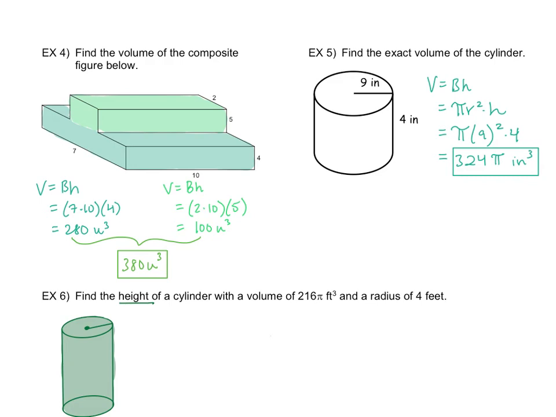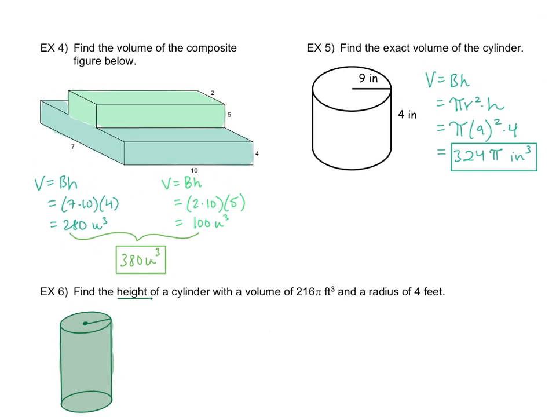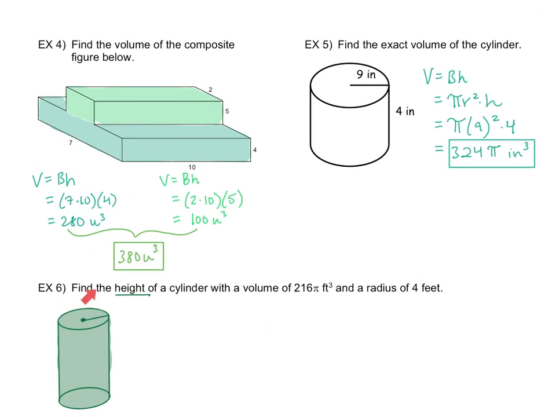So let's go ahead and look at number 6. Well, maybe it kind of builds off of number 5. It says find the height of a cylinder. Wait a minute, so we're still working with cylinders. You can see I drew a nice little picture to visualize this, and it wants us to find the height. So looking at our equation here, it wants us to solve for h.